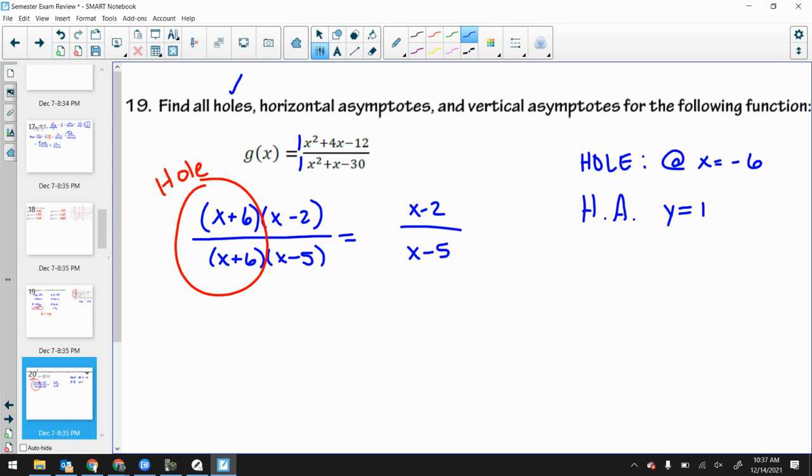Now, where's the vertical asymptote then? At x equals 5. Is there a vertical asymptote at -6? No. There was a hole at -6. Okay? There was a hole at -6.